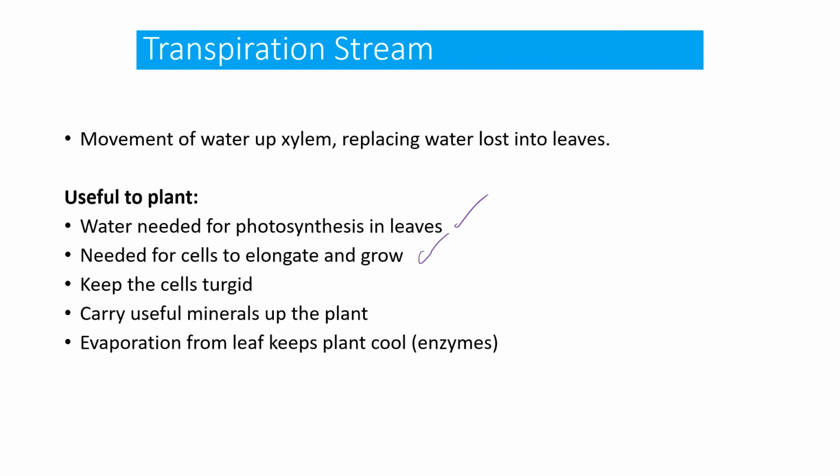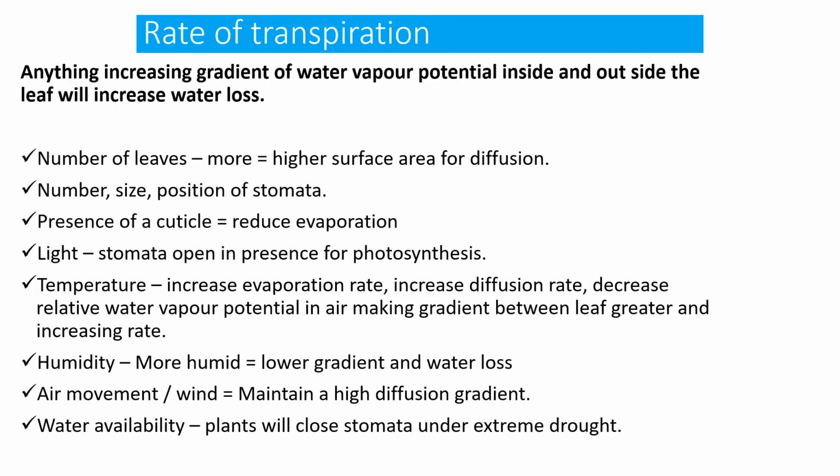And if you think back to meristem cells in cell biology, these are only found in the tips of the shoots and roots. So therefore you need to get water to the top of those tips. It keeps the cell turgid. So the cells in the whole of the plant need to be turgid, so water needs to move up the plant to those cells. Minerals need to be carried up the plant as well, particularly things like magnesium that are used in chlorophyll. And evaporation from the leaf keeps plants cool, which allows enzymes not to be denatured in the hottest weather, allowing photosynthesis to continue. So what can affect the rate of transpiration?